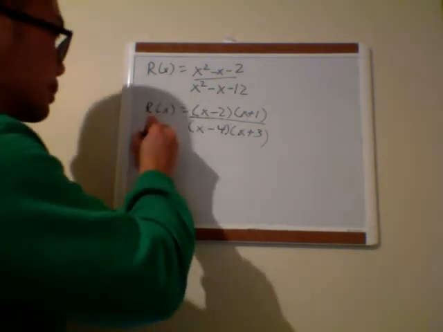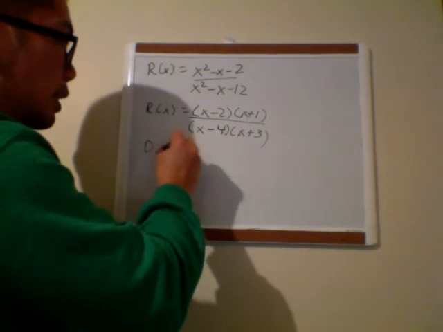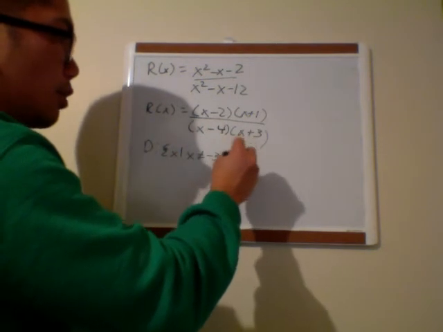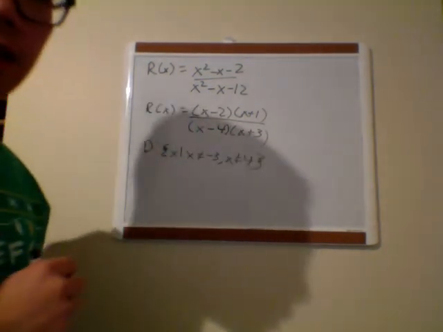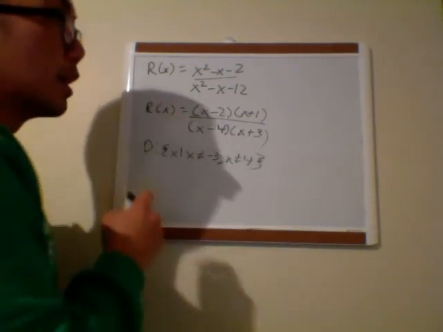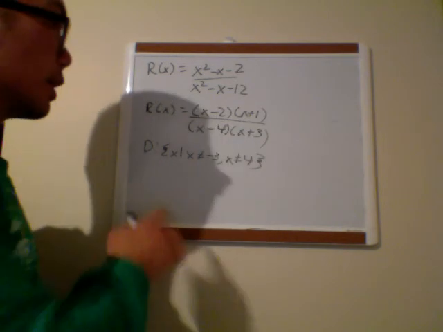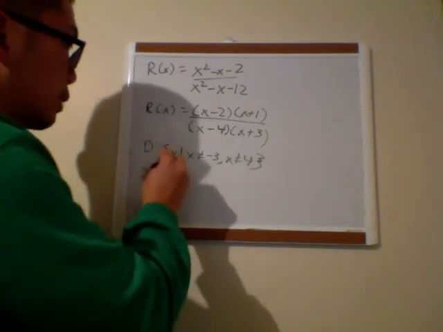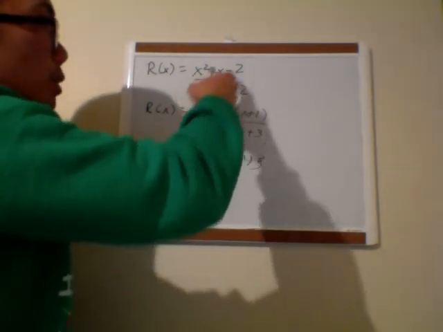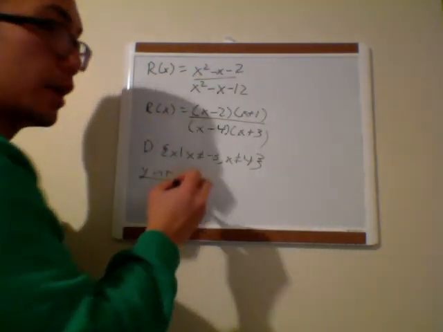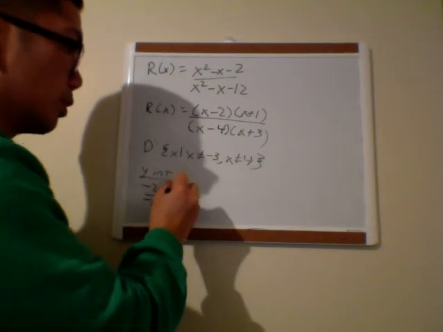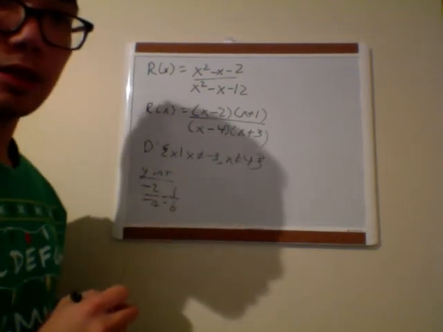Your domain is all x such that x cannot equal -3 and x cannot equal 4, since that's when the denominator is equal to 0. Now, my y-intercept is when x is equal to 0. So when x is equal to 0, I'm left with -2 over -12, which reduces to 1/6. So 1/6 is my y-intercept.